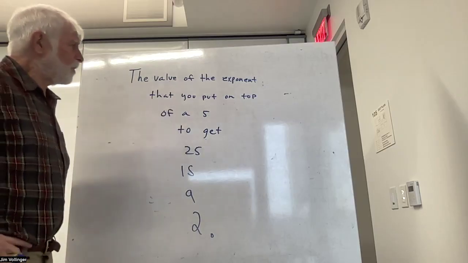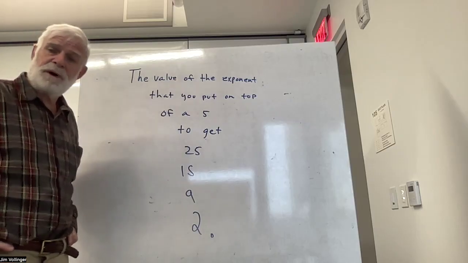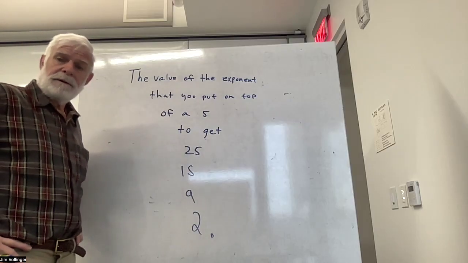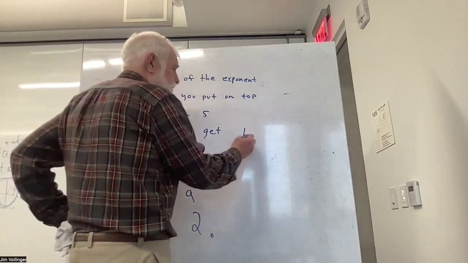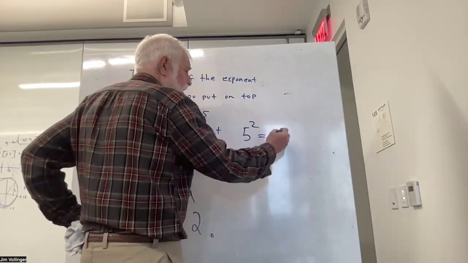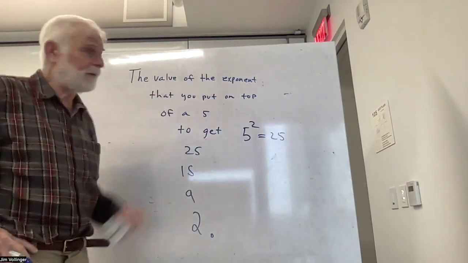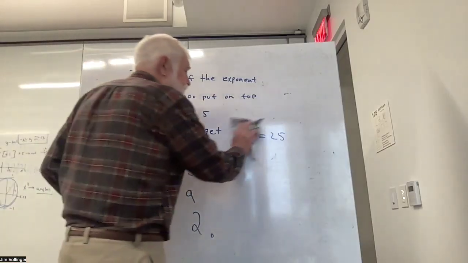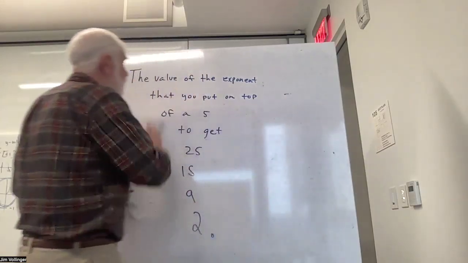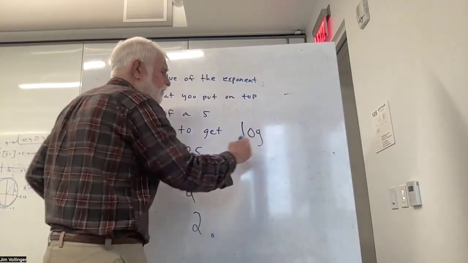The value of the exponent that you put on top of a 5 to get 25 is a 2. When I ask Algebra 1, Algebra 2 students to write to me what I've written, every single year somebody says 5 squared equals 25, and that's logical. It's true that 5 squared is 25, but that's not what I wrote. What I wrote was, from left to right, the value of the exponent. That's what this command is all about.